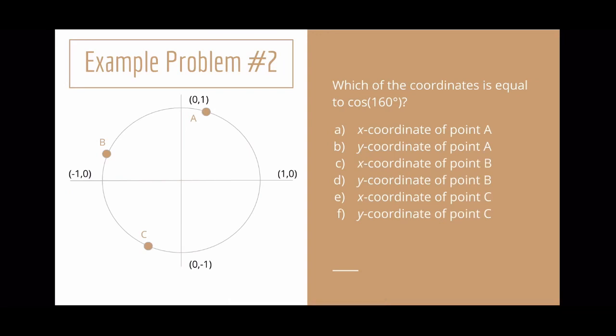Moving on to example problem number 2. This question asks us, which of the coordinates is equal to cosine 160 degrees? Since it is asking about cosine, we can automatically cross out B, D, and F because the y-coordinate refers to sine. So I started by labeling the graph with 90 degrees, 180 degrees, and 270 degrees, and by putting in an initial line so it'd be easier for you guys to see.